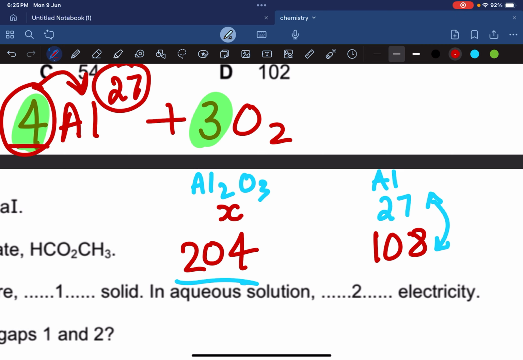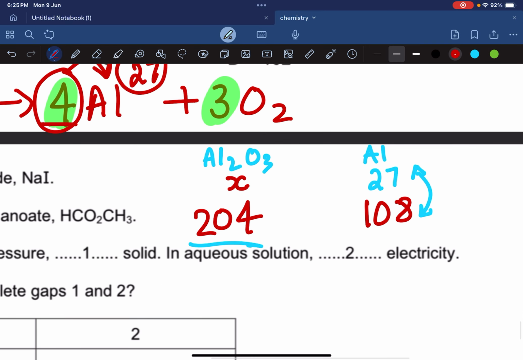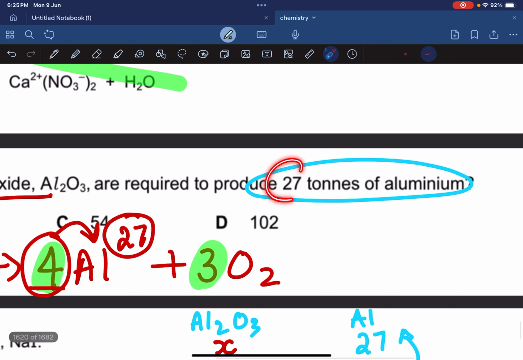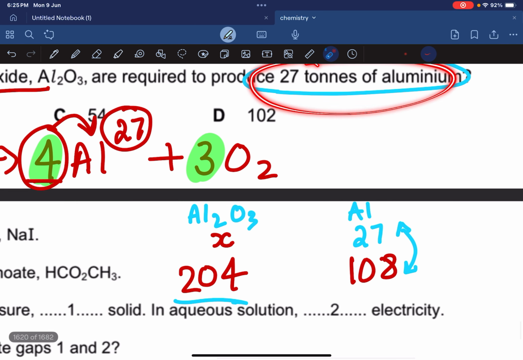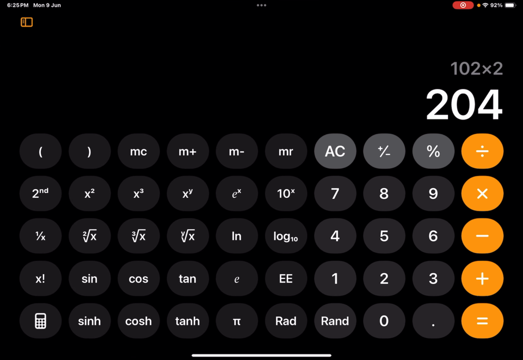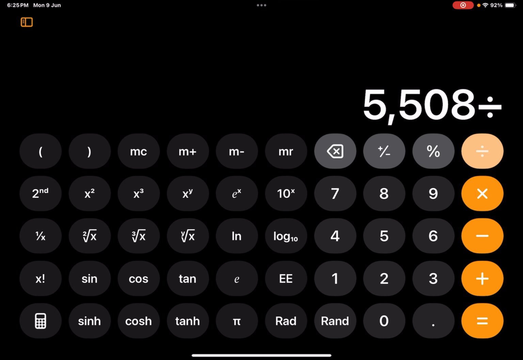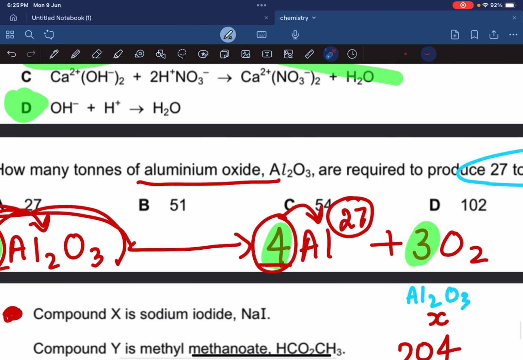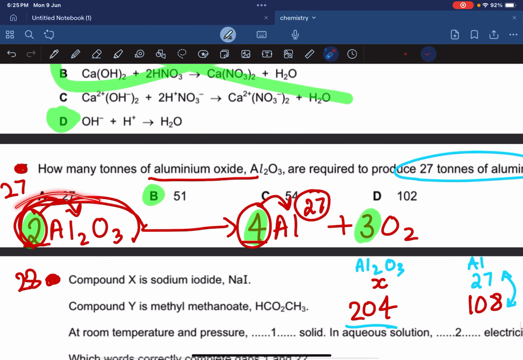Any one of you can make this blunder. Be careful what's in the question. I thought it was how 27 tons of aluminum oxide would produce how many tons of aluminum. But it was how 27 tons of aluminum would be produced by how many tons of aluminum oxide. So 204 times 27 divided by 108, that's 51 tons, which is option B. I know this was difficult, but you just had to make an equation before starting the question.